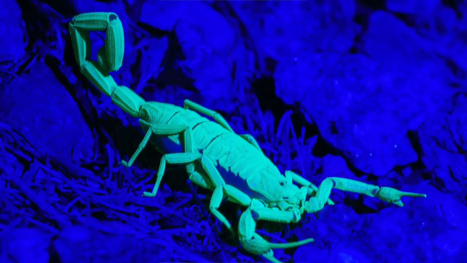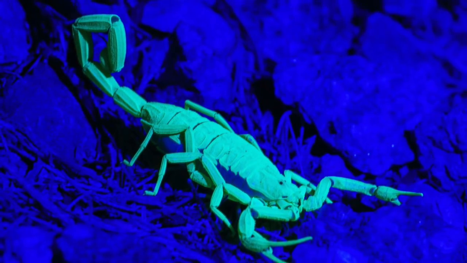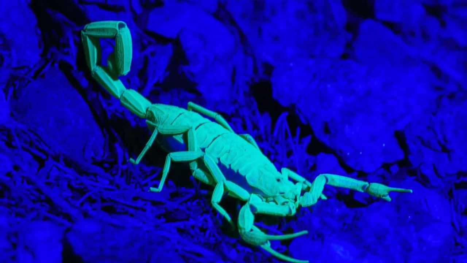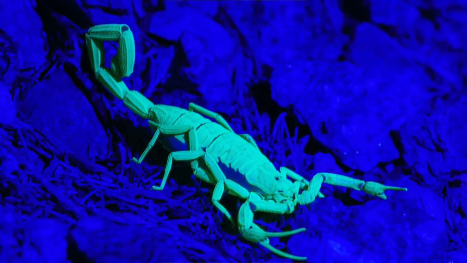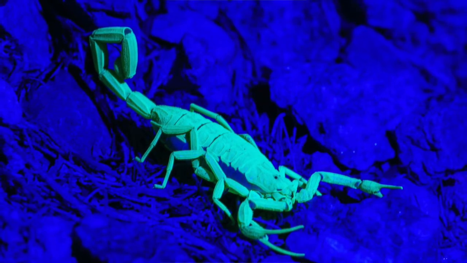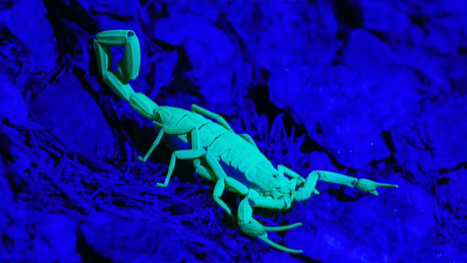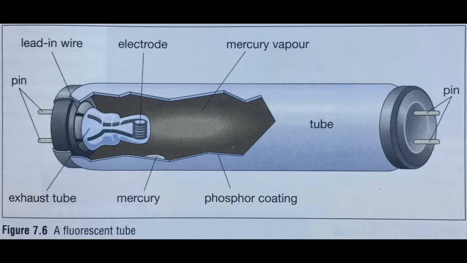You can summarize this energy transformation as follows. Ultraviolet light energy yields energy absorbed by particles yields visible light energy. So you're going from ultraviolet to visible light. A fluorescent source of light makes use of this energy transformation. Figure 7.6 shows the typical parts of the fluorescent tube.